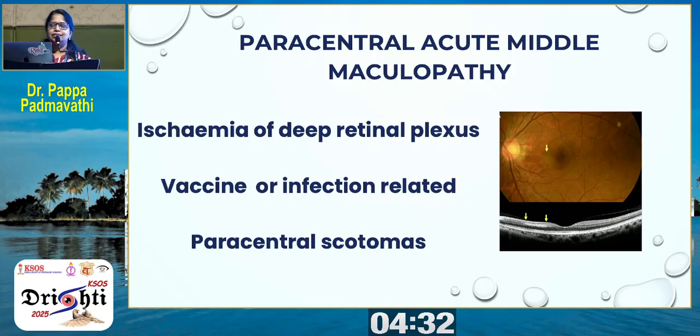Next is PAM, paracentral acute middle maculopathy. It is actually the hypercoagulability which causes ischemia of small vessels, that is, the deep retinal plexus. What you can see is a paracentral area of hyperreflectivity of the inner layers of the retina, and it can cause paracentral scotomas. The patient will have scotomas. It can be vaccine or infection related.